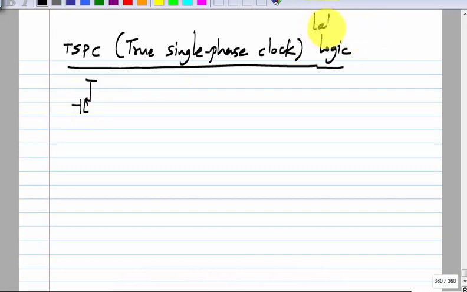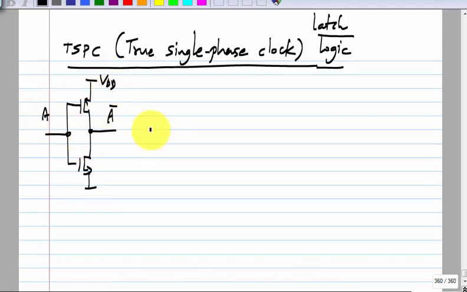In this case, I am only talking about latches and flip-flops. So if I give A, I get out A bar. That's all. But what I want to do now is latch it. Latching means there has to be a clock, and in one phase of the clock, it should work as a logic gate. In another phase of the clock, it should not respond to the input. That's the latch, right?